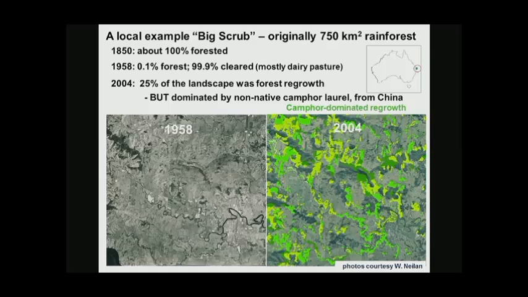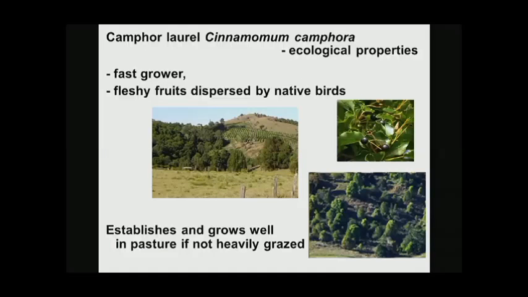Camphor laurel, very interesting tree. It's a very attractive tree. It grows very fast. It has fleshy fruits that are moved around the landscape by birds, and it's very good at establishing and growing in old dairy pasture.